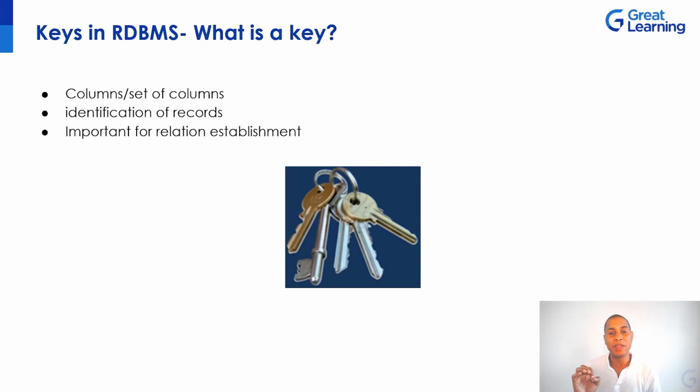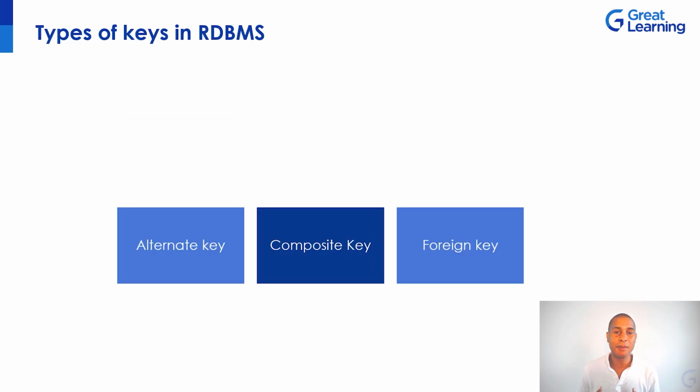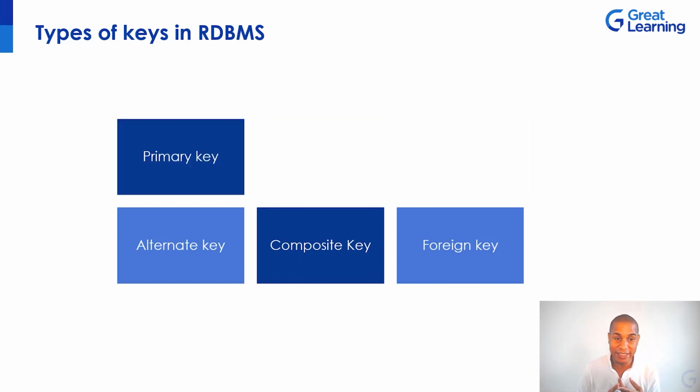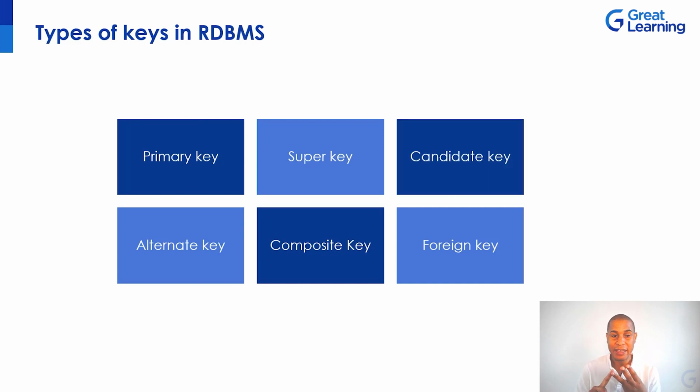But you just got to remember that these are attributes of a particular table that we can use as an essential part of connecting the relationships within a relational database management system. So let's talk about all the different types of keys. There are 6 types of keys in a relational database management system. So we're talking about primary keys, super key, candidate key, alternate key, composite key, and foreign key.